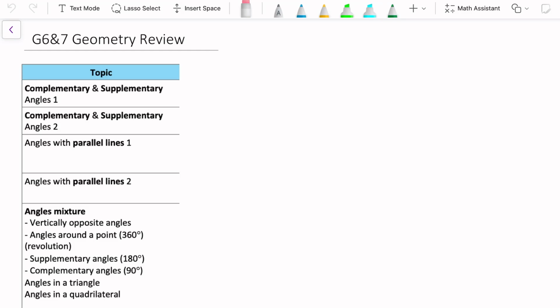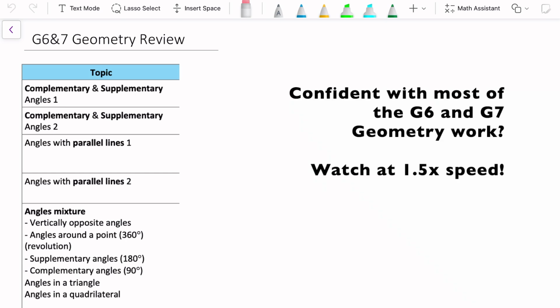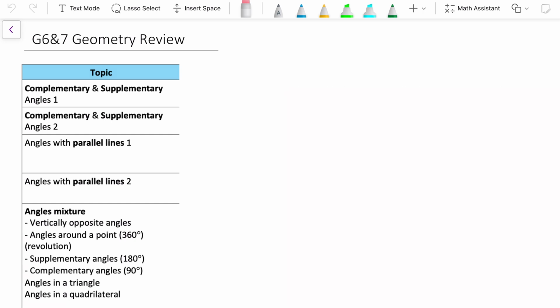Hi grade 8. So just before we access the links in the table to practice the work from grade 6 and 7, we'll just have a super quick run through the main highlights from grade 6 and 7 to engage your geometry brains. So when you see terms like complementary and supplementary, what do they mean?